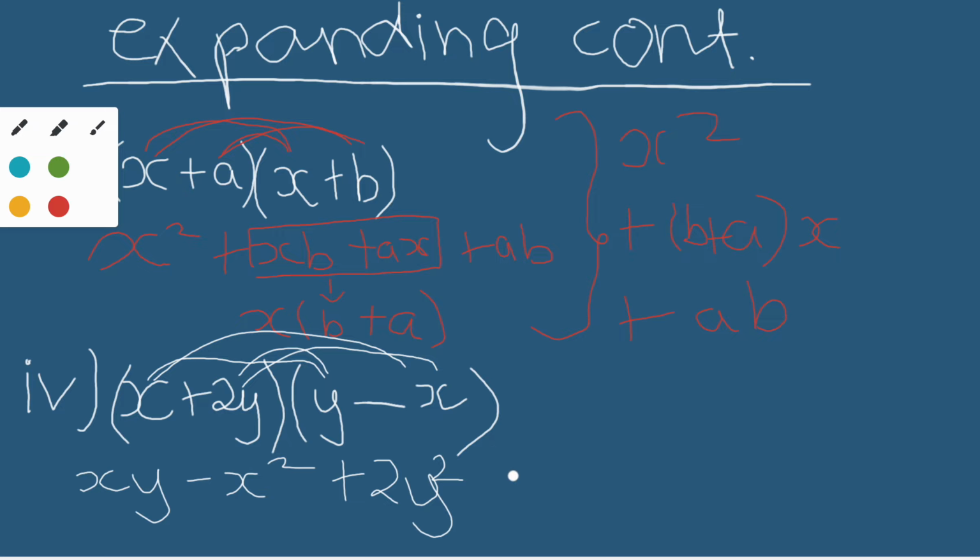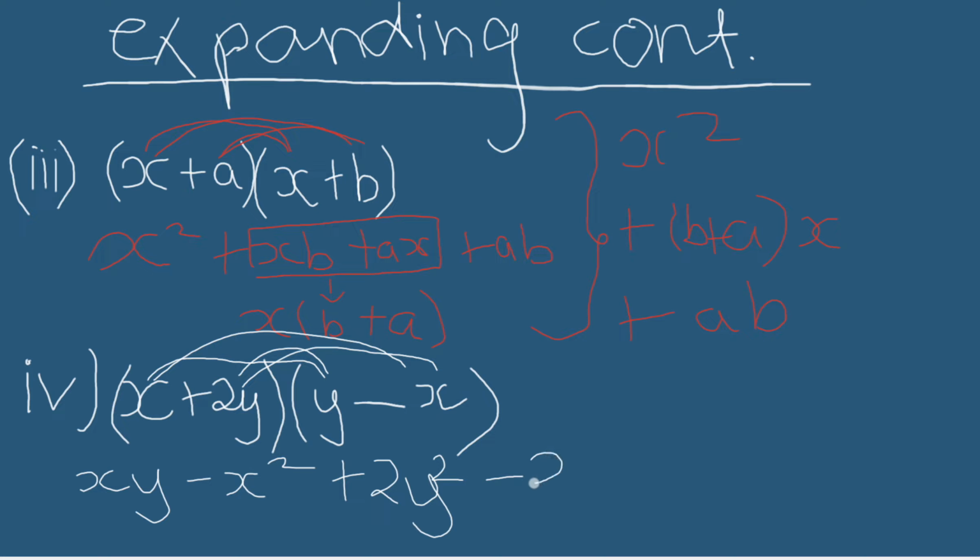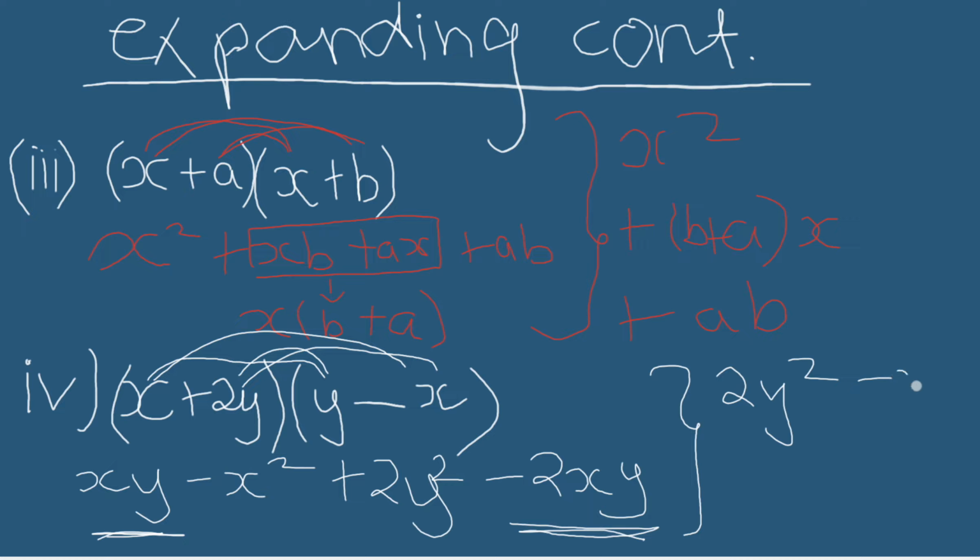Two y times minus x becomes minus 2xy, right? Again, we can simplify this and this, right? So it becomes 2y squared minus x squared, right?